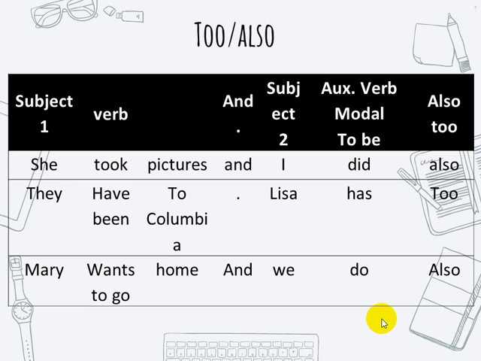It's equal. And how do we define which auxiliary verb we use? It's the same as before. So we use the auxiliary verb based on the agreement with subject 2 and the verb in the main clause.